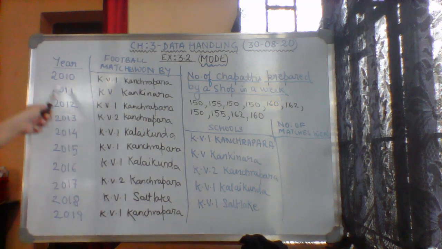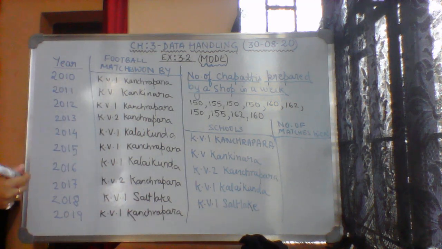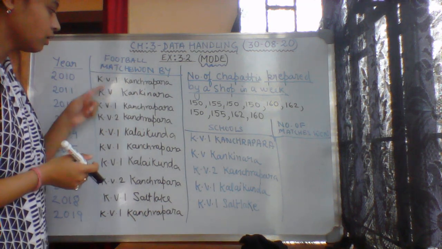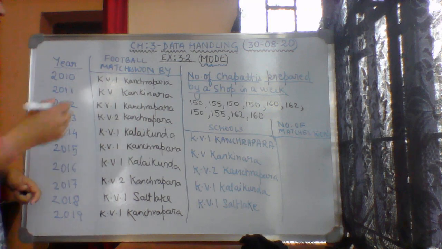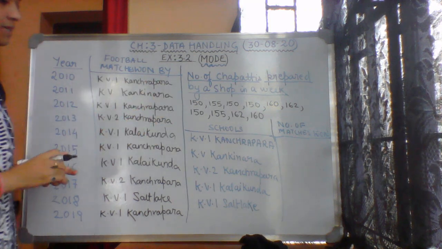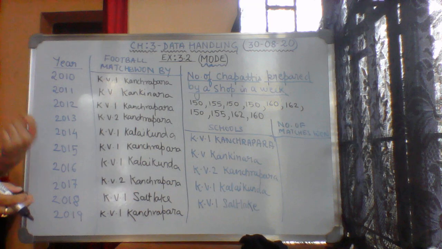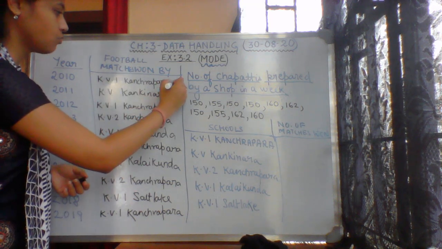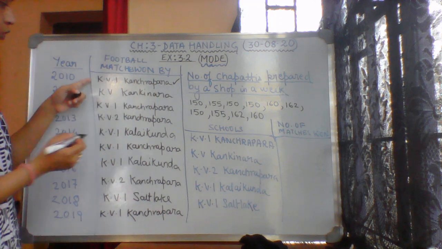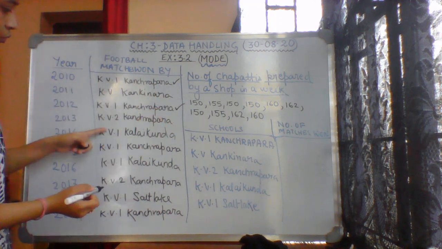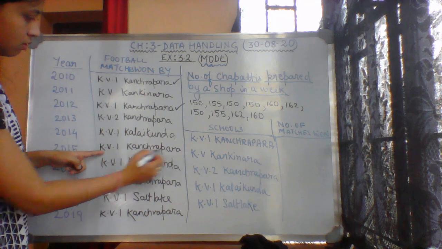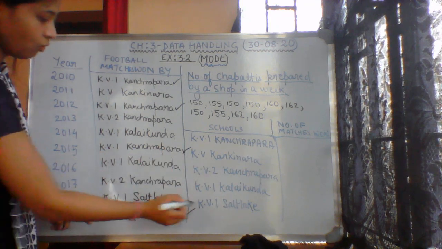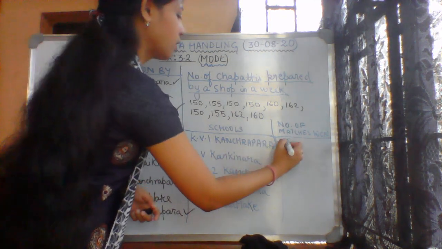From 2010 to 2019 they have won the football matches. Now how many matches have they won? KV1 Kachrapara, how many matches has it won? Since it is a short kind of data, there is no need to use the tally mark. We can easily get how many matches it is winning. So KV1 Kachrapara 1, 2, 3, 4. So 4 matches won by the school.